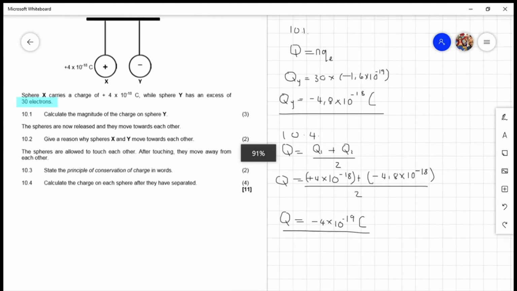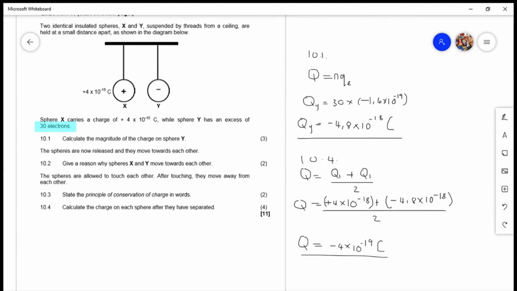So before the spheres come into contact, before the spheres are released and touched, sphere X has a charge of positive 4 times 10 to the power negative 18 coulombs, and sphere Y has a charge of negative 4.8 times 10 to the power negative 18 coulombs. So once the spheres are released, because they have unlike charges, they attract one another and touch. After the spheres touch one another, they then go back to their original positions, or they move away from one another. And while they are in contact, electrons are transferred from sphere Y to sphere X. And once they move away from one another, both spheres are now negatively charged, and each sphere carries a charge of negative 4 times 10 to the power negative 19 coulombs each.